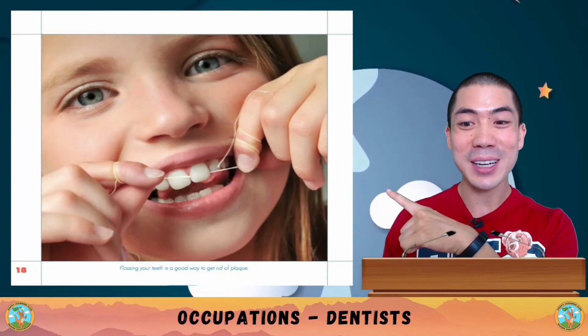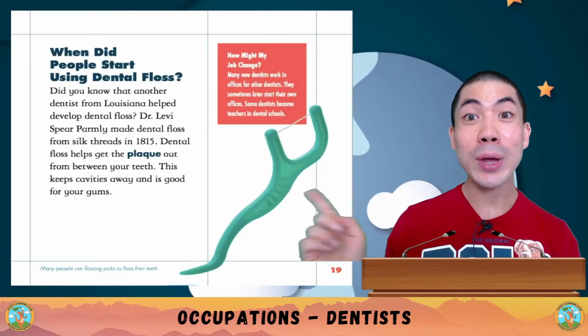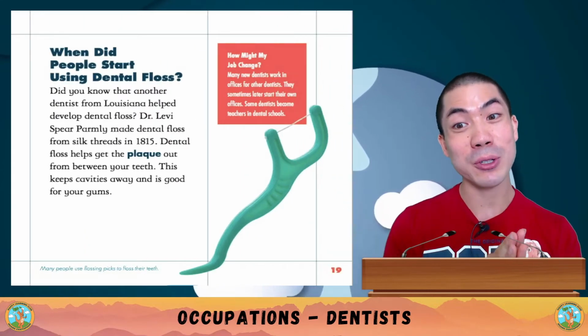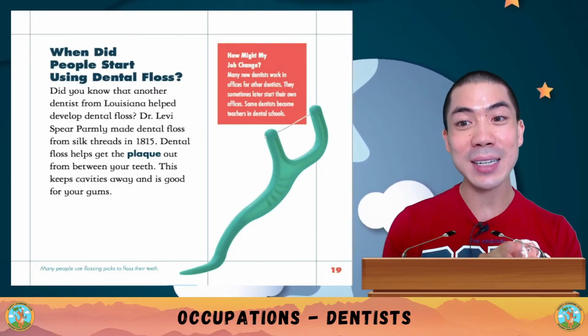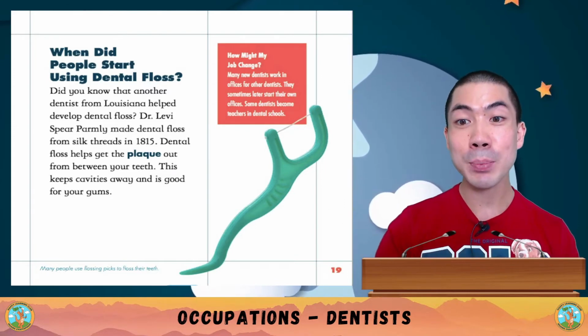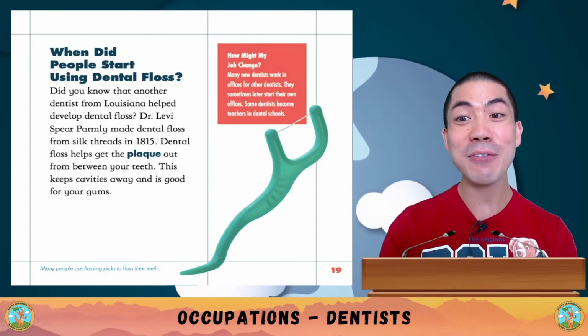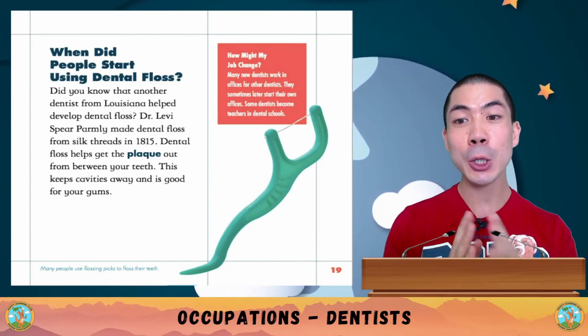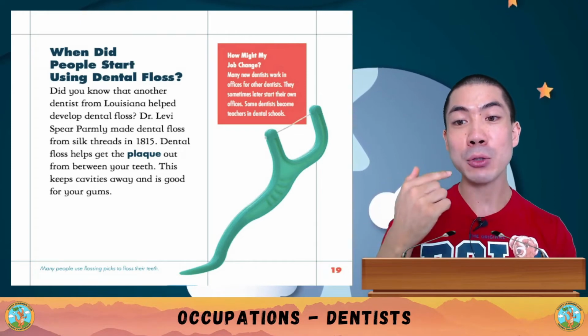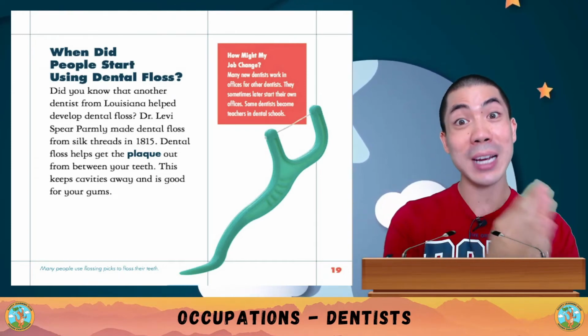This is flossing. Flossing your teeth is a good way to get rid of plaque. When did people start using dental floss? Did you know that another dentist from Louisiana helped develop dental floss? Dr. Levi Spear Parmly made dental floss from silk threads in 1815. Dental floss helps get the plaque out from between the teeth. This keeps cavities away and is good for your gums too.